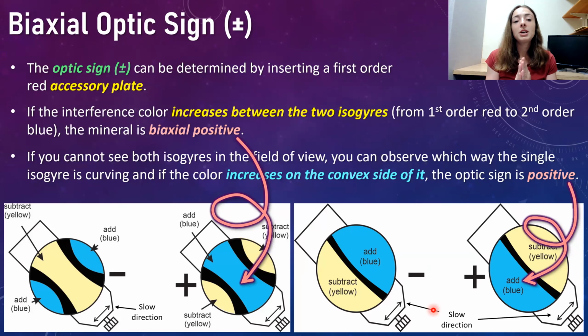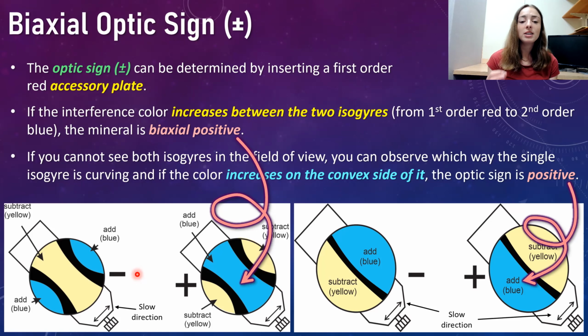So what about determining the optic sign of biaxial minerals? Determining the optic sign for biaxial minerals is pretty similar to determining that of uniaxial minerals, as we talked about previously. Basically, we insert the first order red accessory plate, and if the interference colors in between your two isogyres increase, so for example, from first order red to second order blue, then it's a biaxial positive mineral, so your optic sign is positive. And if it were to decrease to first order yellow, it is a biaxial negative mineral.